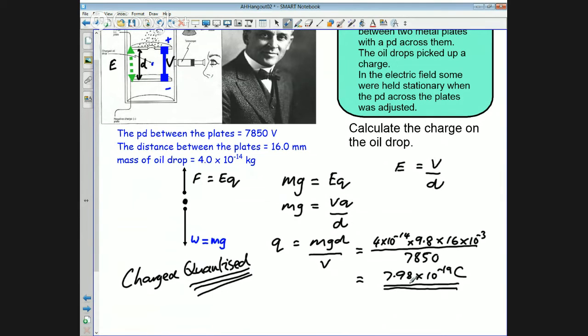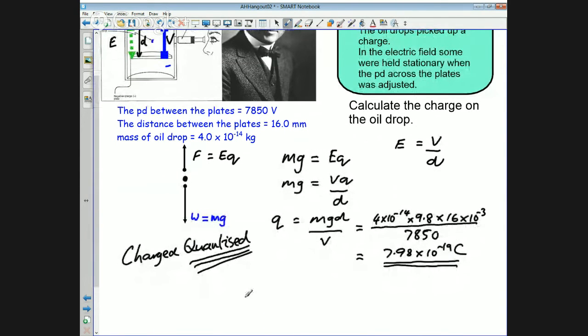So if you've got 7.98 times 10 to the minus 19 coulombs of charge on this oil drop, we can find out how many excess electrons are on it. The number of excess electrons can easily be found. Excess electrons rubbed onto the oil drop as it went through the spray will equal 7.98 times 10 to the minus 19 coulombs divided by the charge on one electron, which we know is 1.6 times 10 to the minus 19 coulombs.